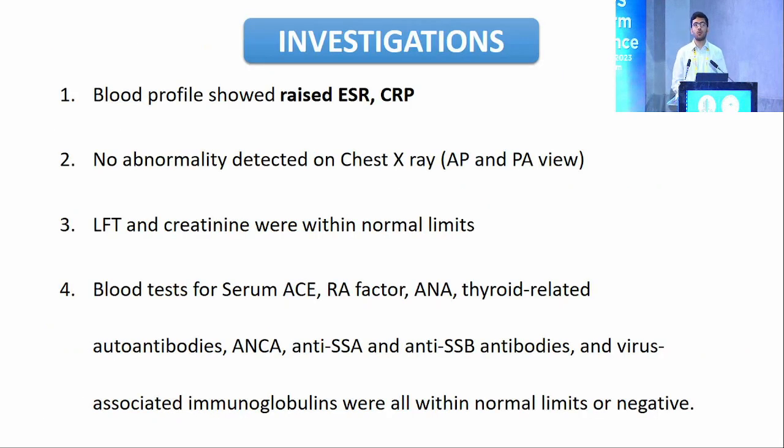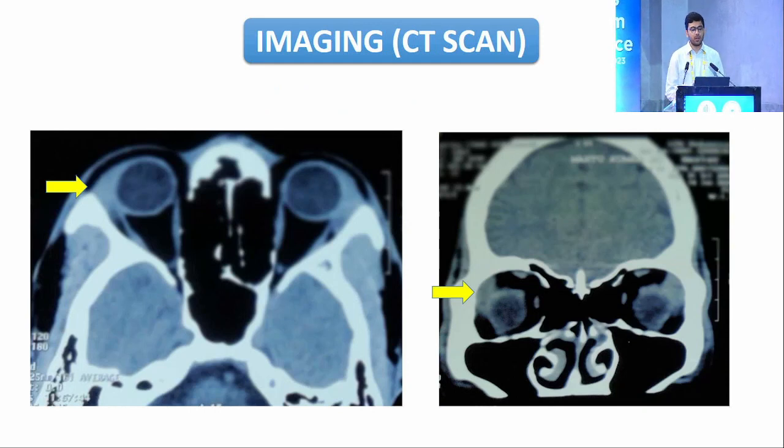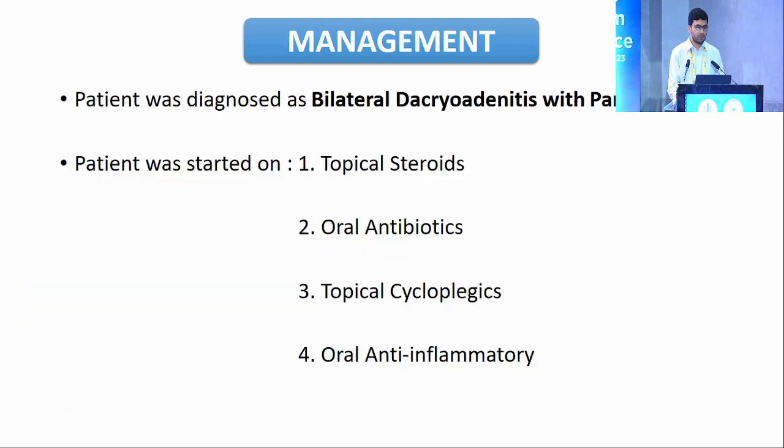A blood profile showed raised CRP and ESR. There was no abnormality on chest X-ray, both AP and PA view. The liver function test and creatinine were within normal limits. Blood tests for serum ACE, RA factor, ANA, thyroid autoantibodies, ANCA, anti-SSA, SSB antibody, and virus-associated immunoglobulins were all within normal limits or negative. The imaging showed a hyperintense lesion in the superior part of the orbit.